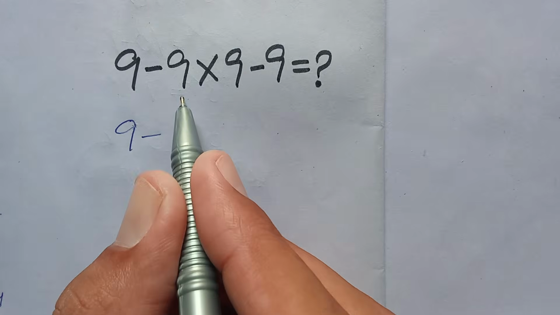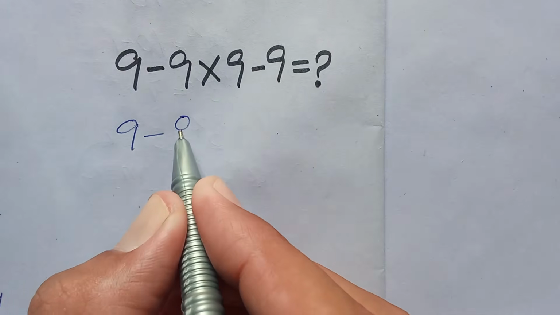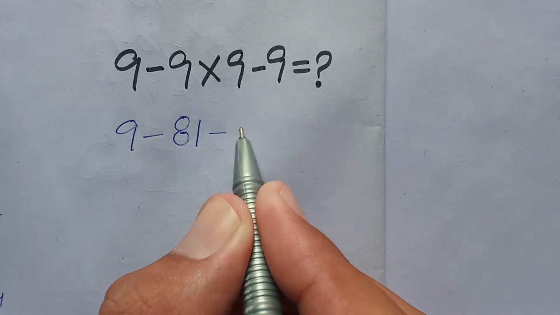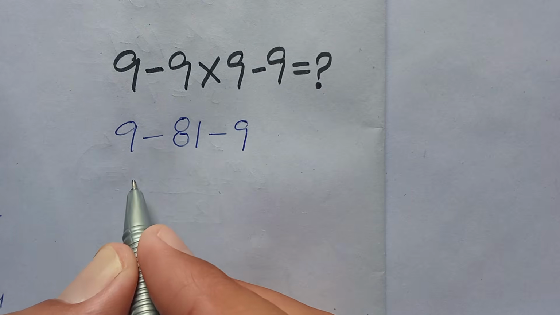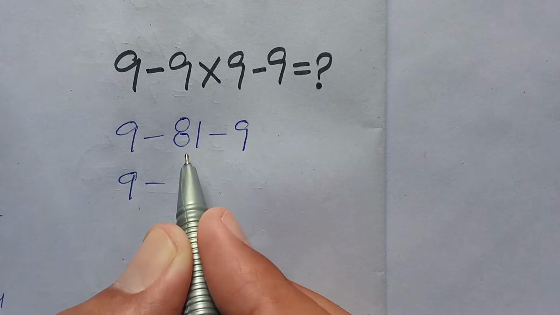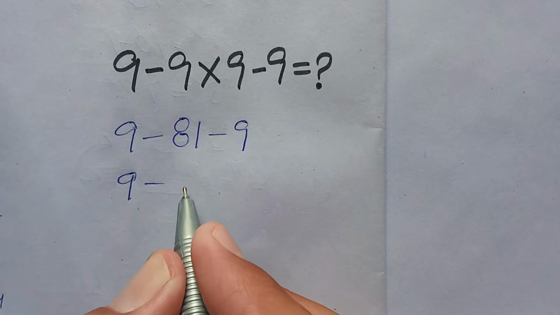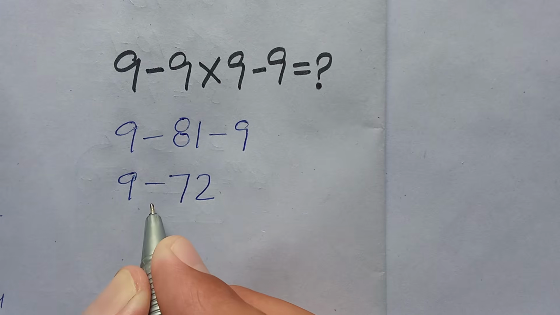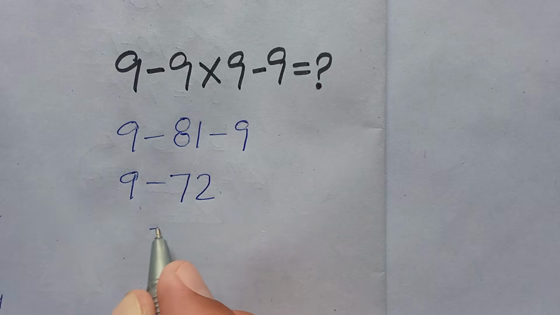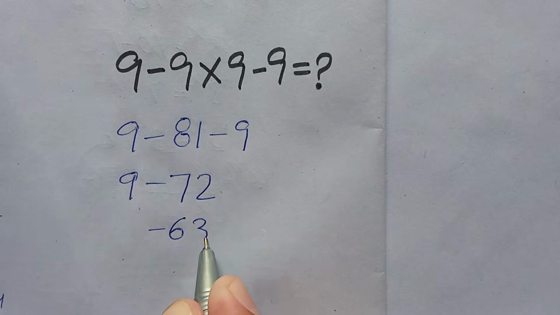9 minus 9 times 9 equals 81 minus 9. Now here, 9 minus 81 minus 9 equal to 72. 9 minus 72 equals negative 63.